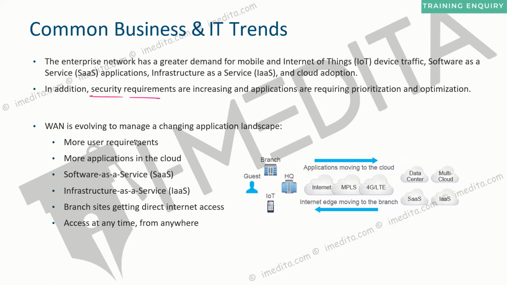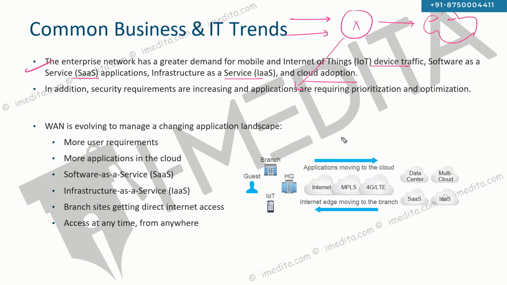And what about the security? In addition, security requirements are increasing and applications are requiring prioritization and optimization. So what we are saying is that we have different types of applications now deployed onto the cloud, and how is the traditional WAN going to deal with those different types of traffic that it has received? The traditional WAN router has received traffic for the traditional network, for SaaS applications, for infrastructure as a service, or other traffic like IoT traffic, and other cloud delivered applications or infrastructure.